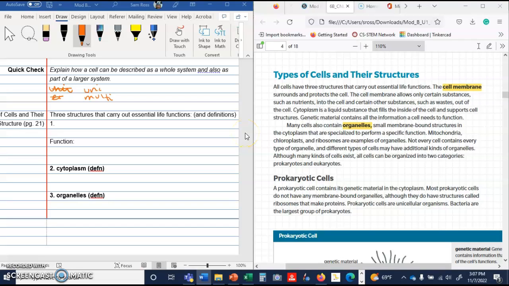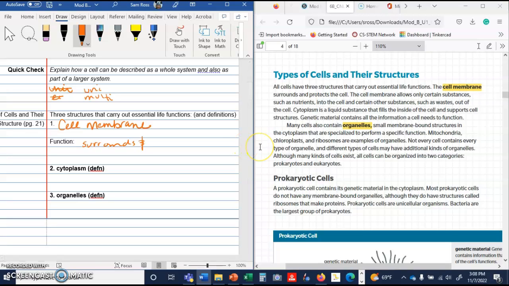3 structures that carry out the essential life functions and their definition. So we have the cell membrane, that's going to be here. And the function of the cell membrane is that it surrounds and protects the cell. So it surrounds and protects, you're going to write all of that, protects the cell.